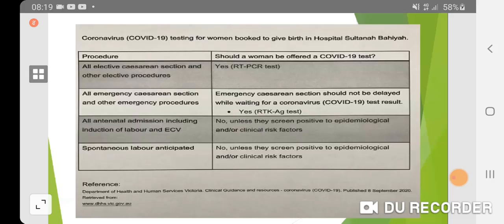For antenatal admission, including induction of labor or ECV, no need to take any RTK antigen unless they screen positive for epidemiological or clinical risk factors. For anticipated spontaneous labor, also no need to take any RTK antigen, unless we think the patient will go into cesarean section, then we can take the RTK antigen. These are from the Department of Health and Human Services Directorate Clinical Guidance and Resource of COVID-19.